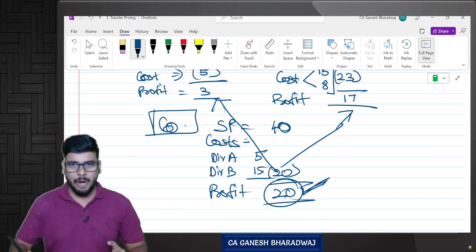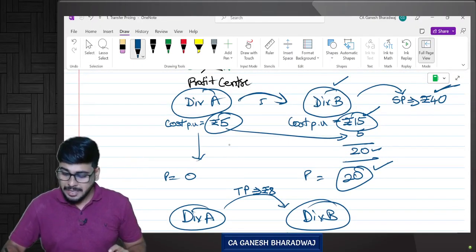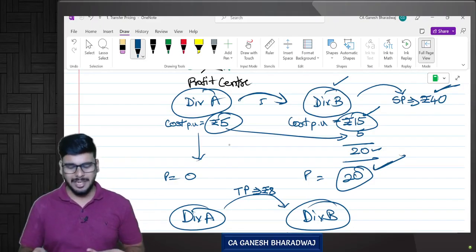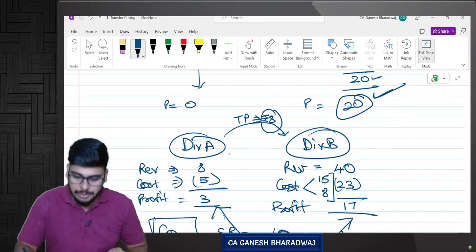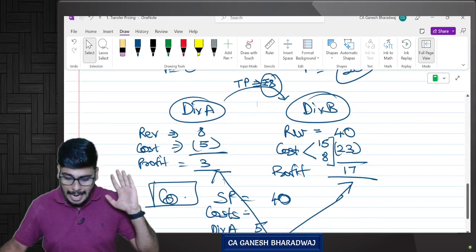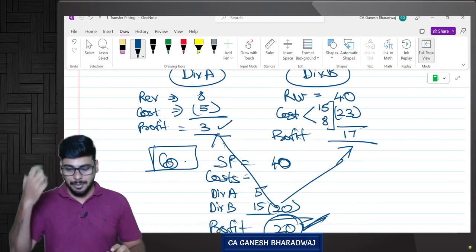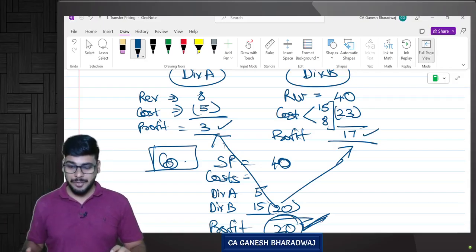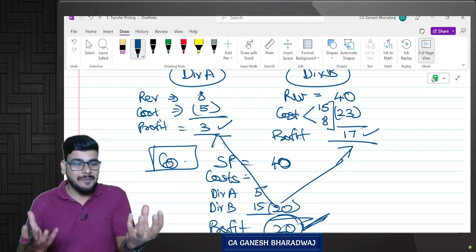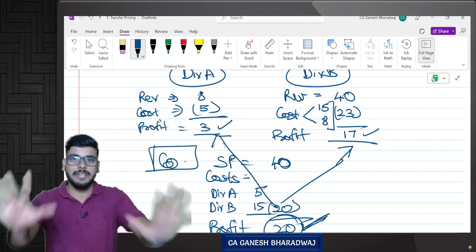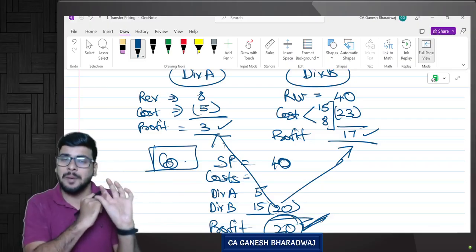So what I said, the overall profit of the company is 20 rupees only, correct? Earlier, when there was no transfer price, we were saying that division B makes 20 rupees profit and division A makes 0 profit. But now, after the introduction of transfer price, where the transfer price was fixed at 8 rupees, this 20 rupees of profit is split: 3 rupees from division A and 17 rupees from division B. So now we are properly evaluating and giving the credit to the respective department for whatever work they have done. Are you clear with this? This is learning number 1.